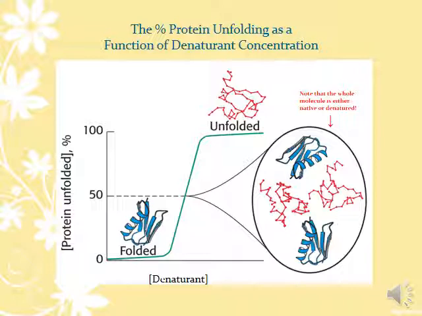So this graph shows the percentage of unfolding protein versus denaturant. Initially the protein is in the folded state. When the concentration of denaturant is increased, the percentage of unfolding protein increases too. Initially it is quite packed due to the folding structure of the protein, for example quaternary, so it becomes unfolded as the denaturant concentration is increased.